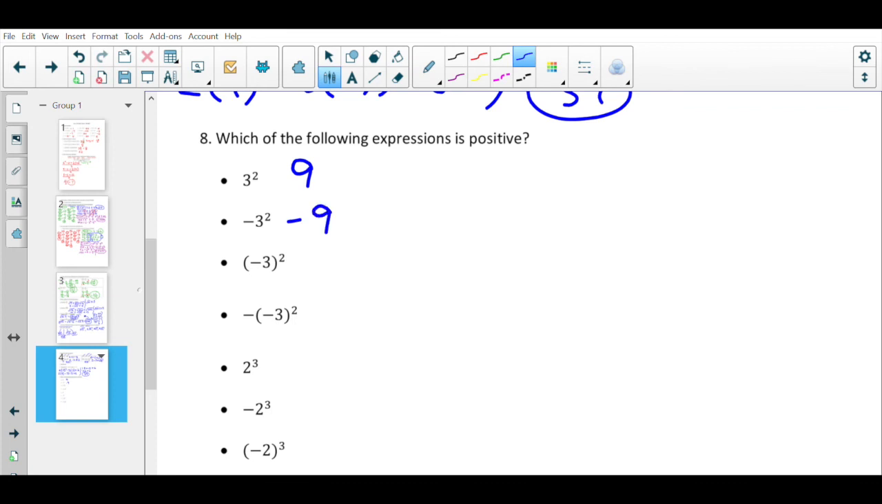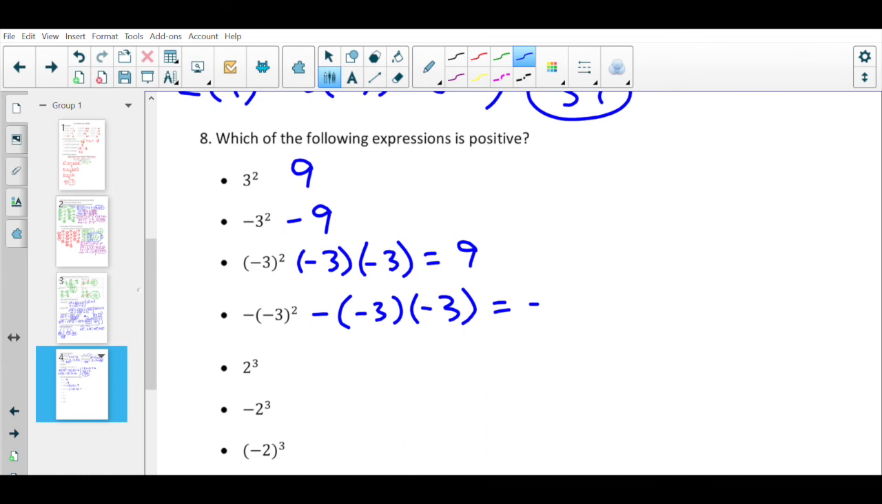Alright, this time, the exponent 2 is attached to the entire negative 3. So this time, it's like saying negative 3 times negative 3. 2 negatives make a positive, and that is 9. Okay, negative times the bracket negative 3 squared. So that's negative 3 times negative 3. So that's negative 9, and that's just negative 9.